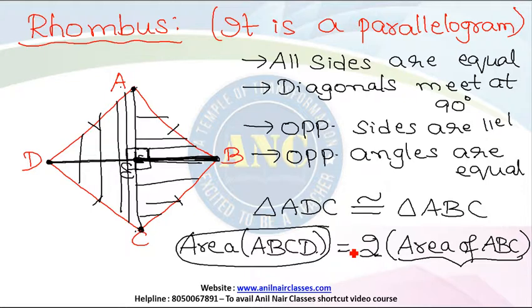Area of rhombus is half into D1 into D2, where D1 and D2 are two diagonals which are intersecting at 90 degrees, and these two diagonals bisect each other. Diagonals in a rhombus will bisect. The meaning of bisect is it will divide into two equal parts. That is what you should understand.